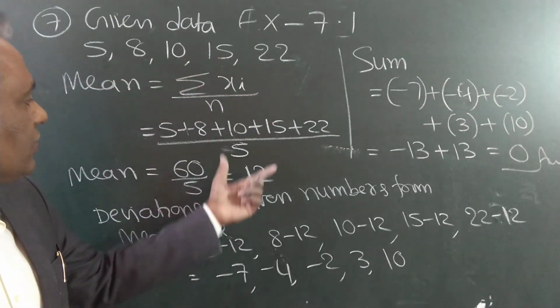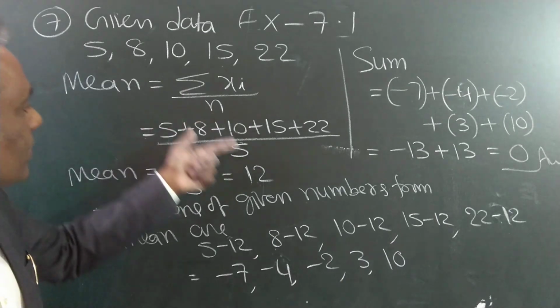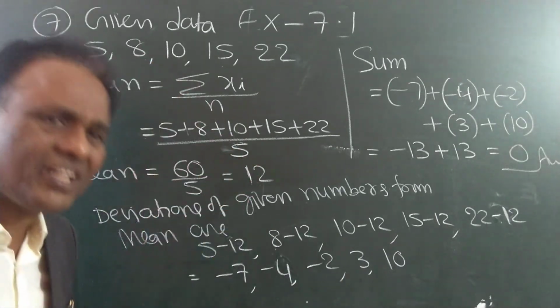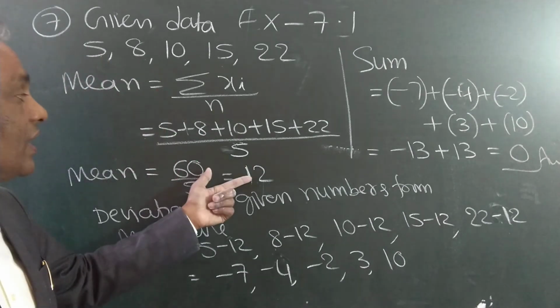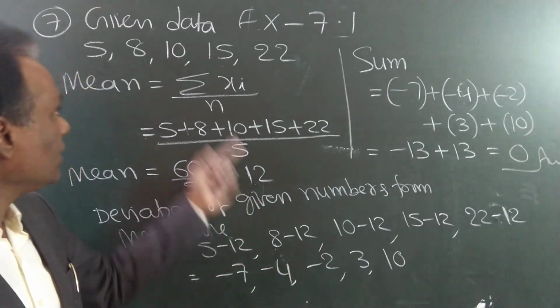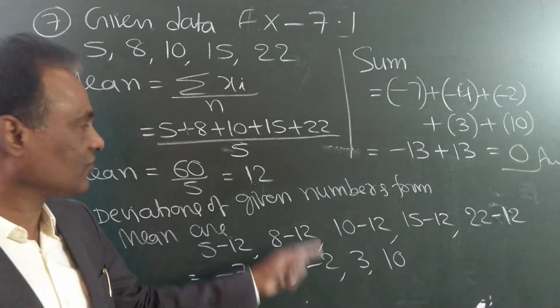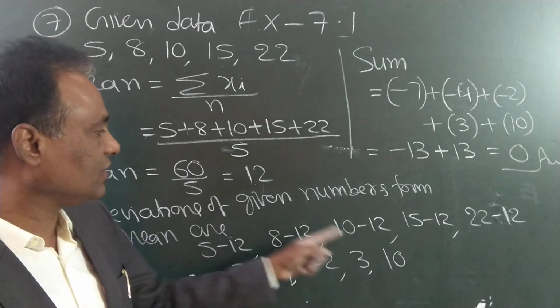Mean of this is 12. Deviations means from each number the mean is subtracted. Deviation means difference. Difference means subtraction. What is the difference of 5 with 12? Minus 7. Difference of 8 with 12? Minus 4. Difference of 10 with 12? Minus 2. Difference of 15 with 12? 3. Difference of 22 with 12 is 10.